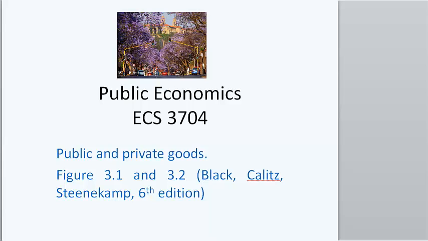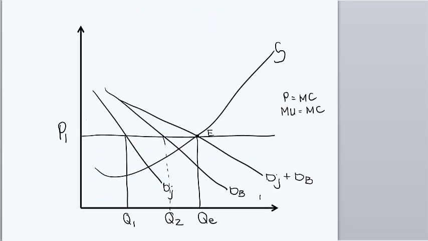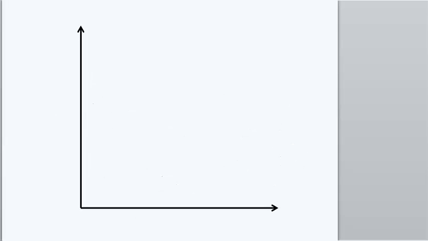We are busy with public versus private goods. First of all, we want to see what the differences are between private and public goods, and their different demand curves. We can only do this if we take a look at the equilibrium. How are you going to determine the equilibrium?